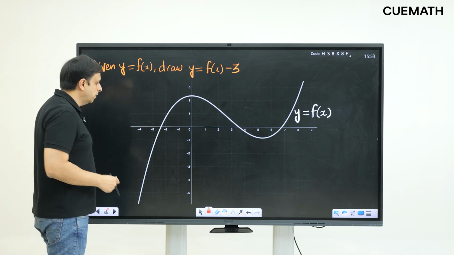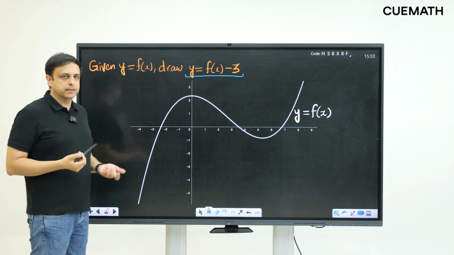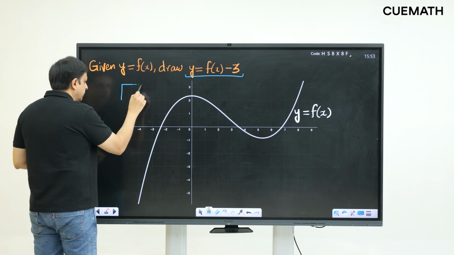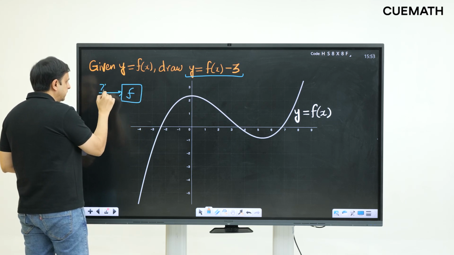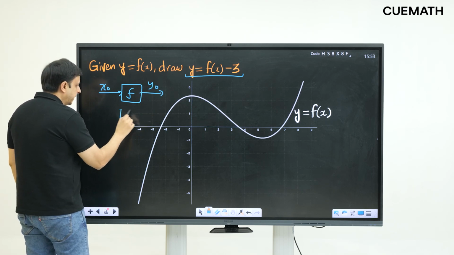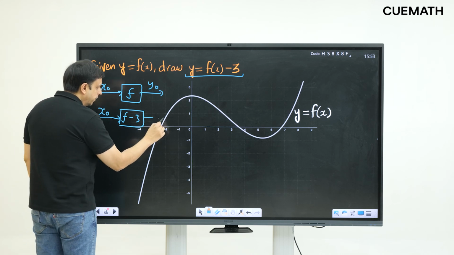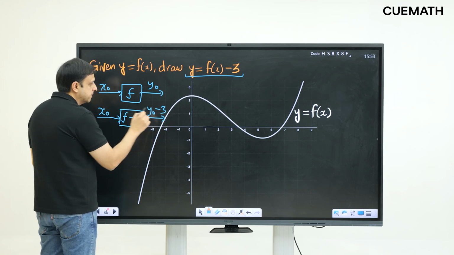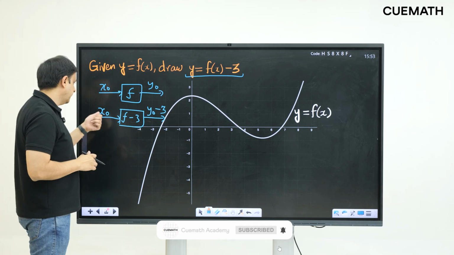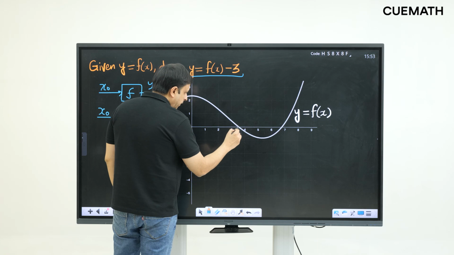Now, what if instead of adding something we subtract something? Given y equal to f of x, draw the graph of y equal to f of x minus 3. The argument is exactly the same. If the original function f produces, for some input x naught, the output y naught, then this new function f of x minus 3 will, for the same input x naught, produce the output y naught minus 3. So, the original input output pair x naught, y naught will correspond to the new pair x naught comma y naught minus 3.